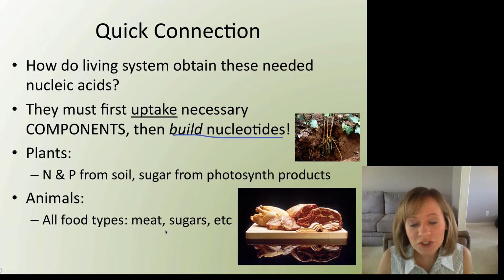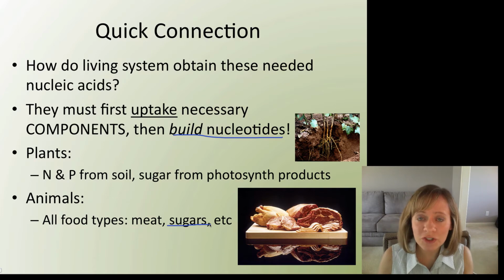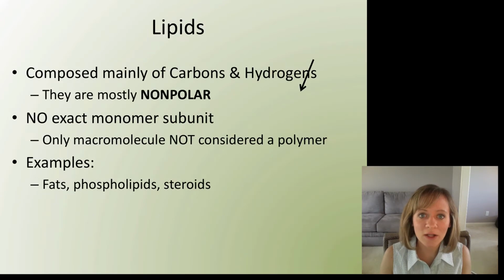We actually consume nucleotides anytime that we eat meat because we're eating something living. When we eat sugars, we get sugars to build that sugar phosphate backbone. So everything we're consuming, our bodies and our cells are using to build these macromolecules.